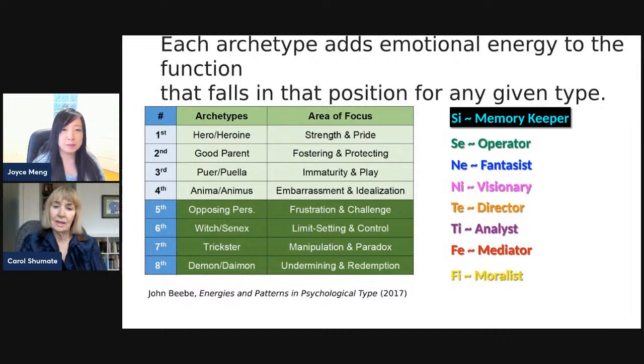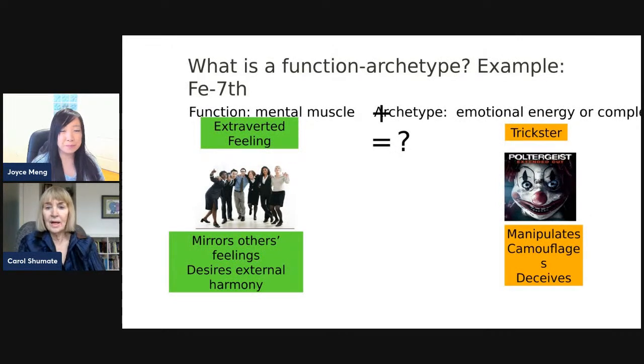So we have the archetypes on the one hand, and then we have the functions over here. And when they combine, that gives us 64 different ways that any personality can manifest. So it's quite an interesting model. It makes it very rich. What I call these, when you have the archetype with the function, I call it a function archetype.